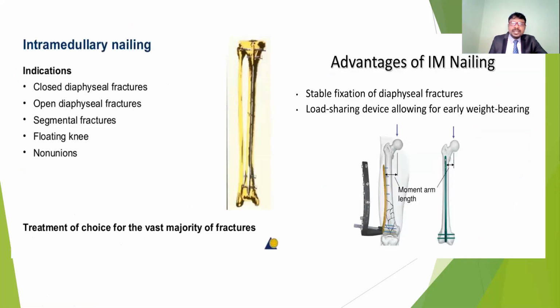So the advantages of the intramedullary nailings. The indications for intramedullary nailings are closed diaphyseal fractures and also open diaphyseal fractures, segmental diaphyseal fractures, and also floating knee and non-union. In case of non-union, if it is not healing properly, this intramedullary nailing is going to be helpful to improve the circulation to the fracture fragments. So it will easily get the healing process.